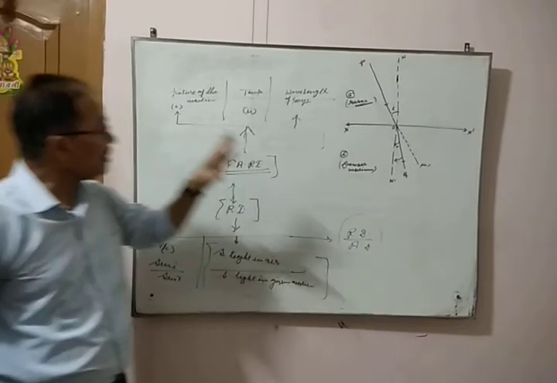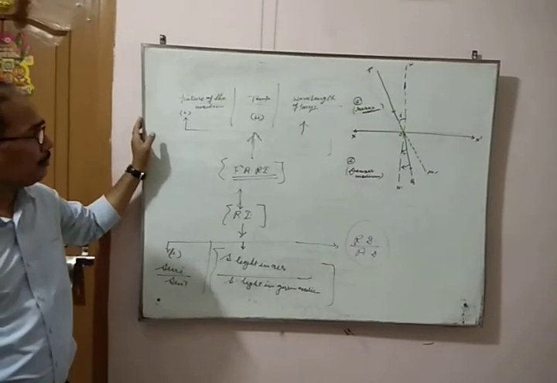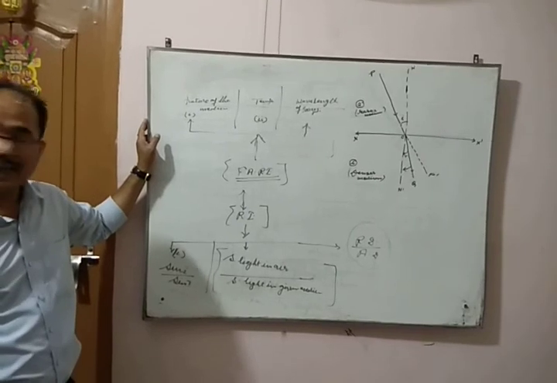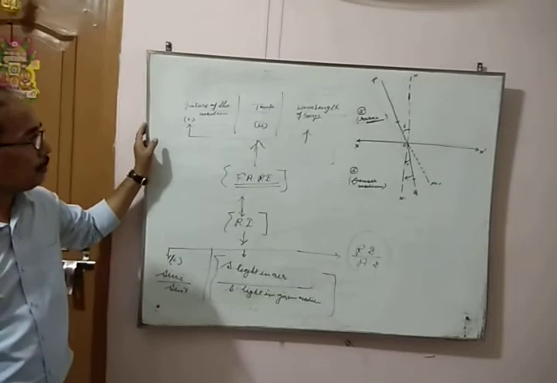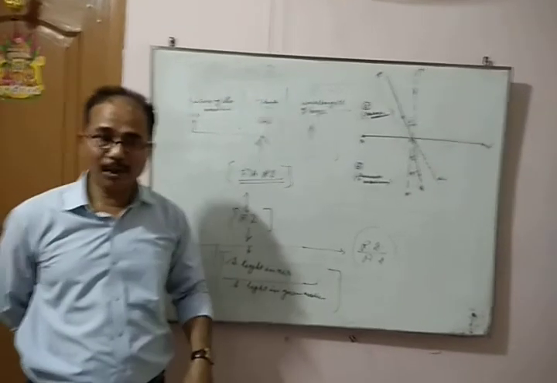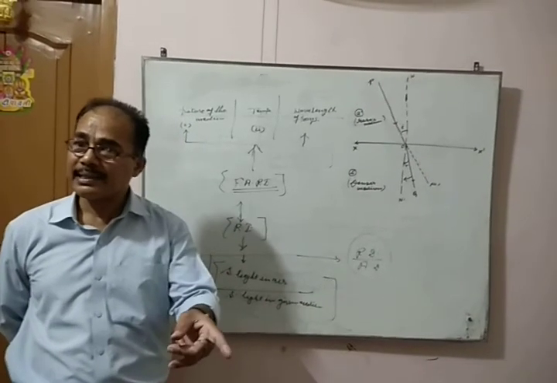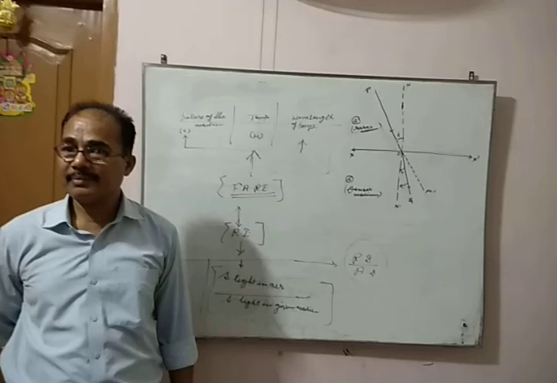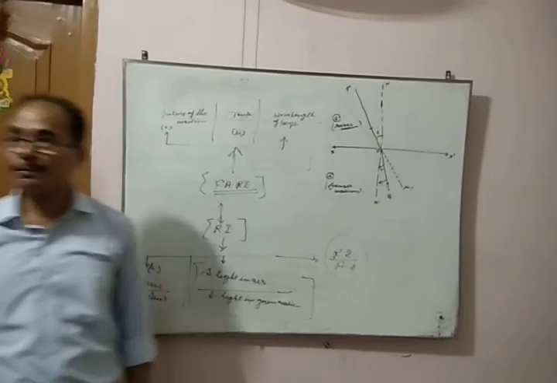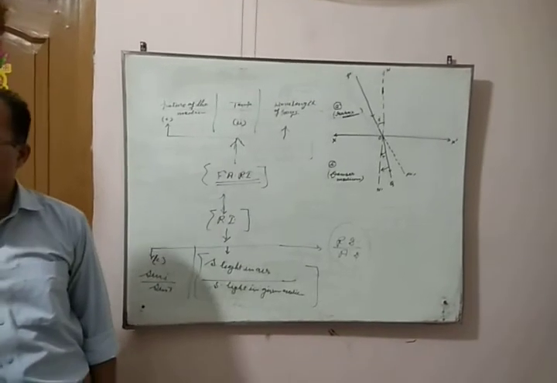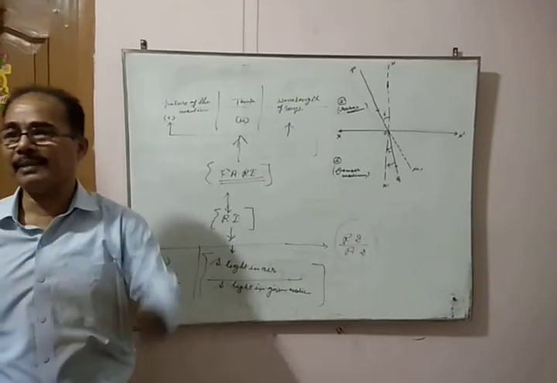All of you know that there are 7 visible colors: violet, indigo, blue, green, yellow, orange, red. Violet has the least wavelength and red has the maximum wavelength. So if the wavelength of the ray increases, refractive index decreases. If the wavelength of the ray decreases, refractive index increases. This is why wavelength affects the speed of the light in a particular medium.